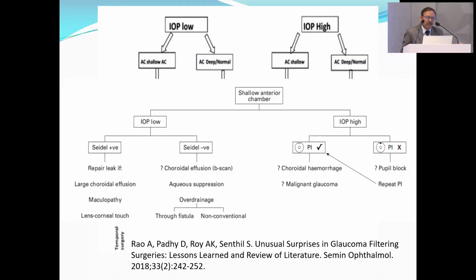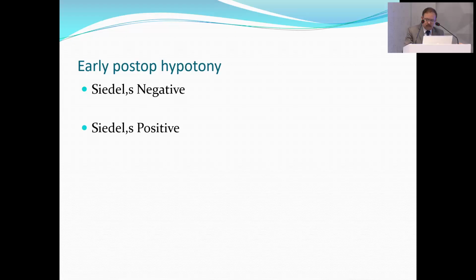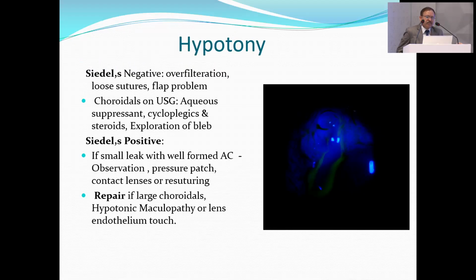Hypotony can be due to Seidel positive and Seidel negative causes. In Seidel negative, there may be overfiltration, some problem with the suturing, or a flap problem. On ultrasonography, you may find choroidals. Treatment for this is to give aqueous suppressants, cycloplegics, and increase the anti-inflammatory in the form of steroids. And if it doesn't settle, you may need to explore it.